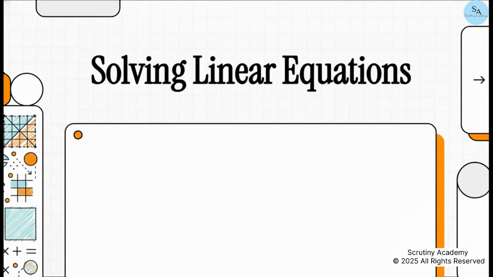Have you ever stopped to think about how your GPS figures out the absolute fastest route? Or how economists can even begin to predict what the market will do? Well, a lot of it comes down to solving systems of equations. And today, we're going to open up the algebraic toolkit that lets us do it with perfect precision.